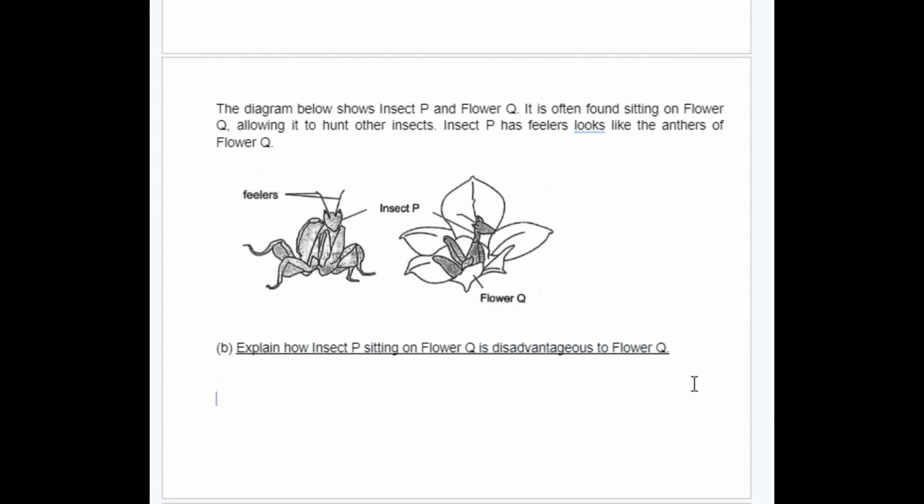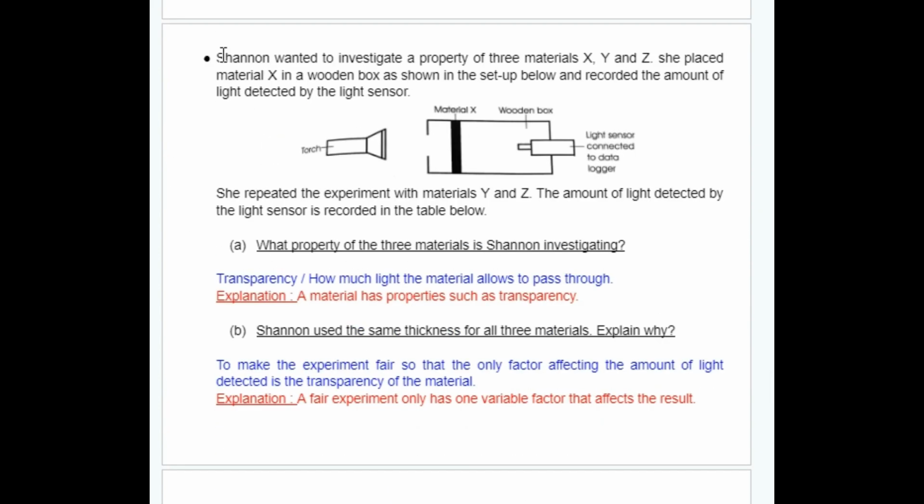Shannon wanted to investigate a property of tree materials X, Y, and Z. She placed material X in a wooden box, shown in the setup below, and recorded the amount of light detected by the light sensor. She repeated the experiment with materials Y and Z. The amount of light detected by the light sensor is recorded in the table below. What property of the tree materials is Shannon investigating? Transparency, how much light the material allows to pass through.